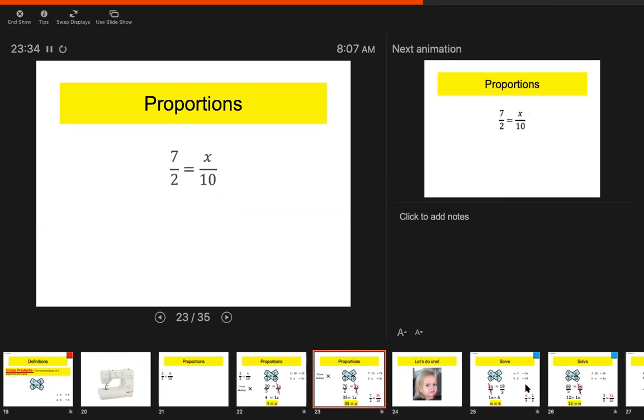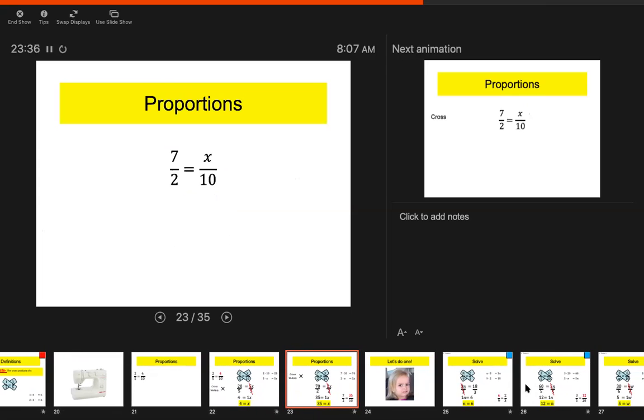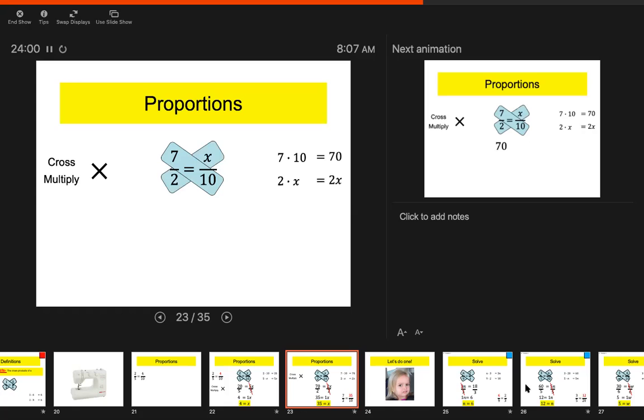Let's do another one. Because we need practice. To solve for an unknown in a proportion, you do cross multiplication. Okay? It doesn't matter which one you do first, by the way. You can do 2 times x or 7 times 10. 7 times 10 is? Okay. 2 times x is? Okay. So we get that 2x or 70 is equal to 2x.